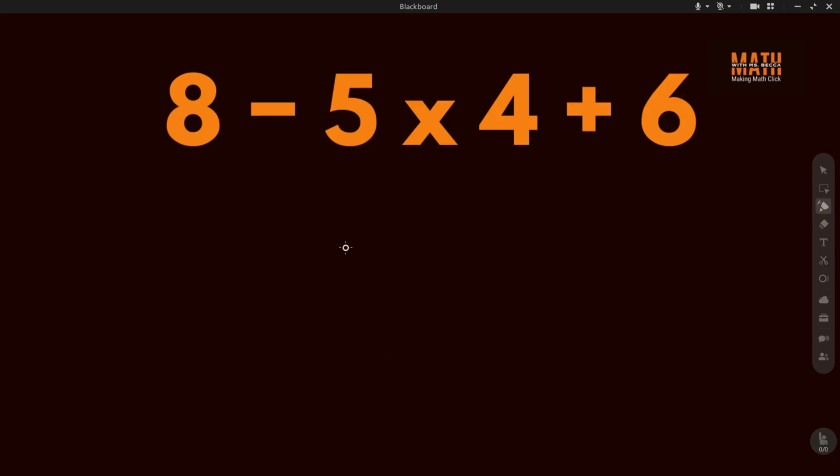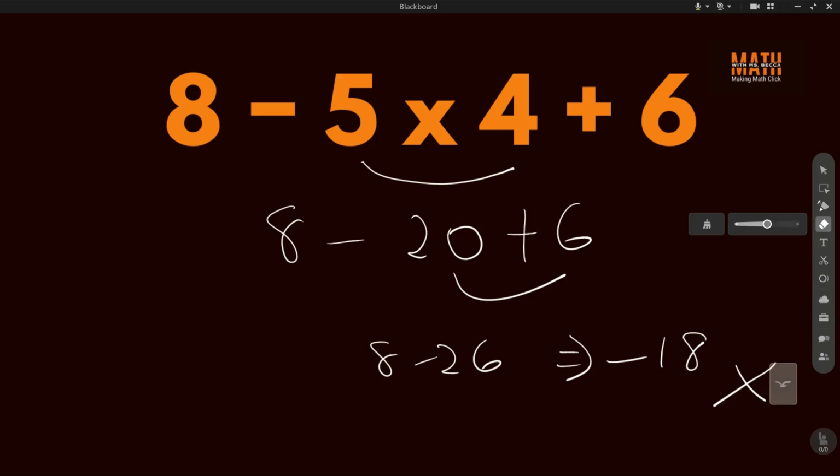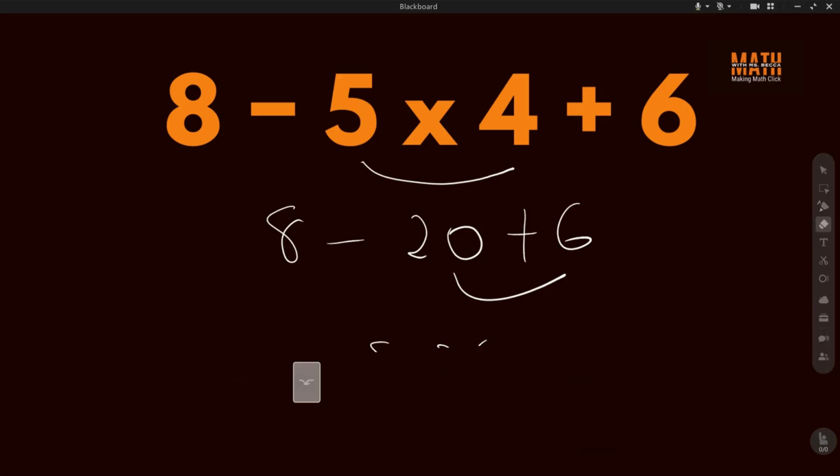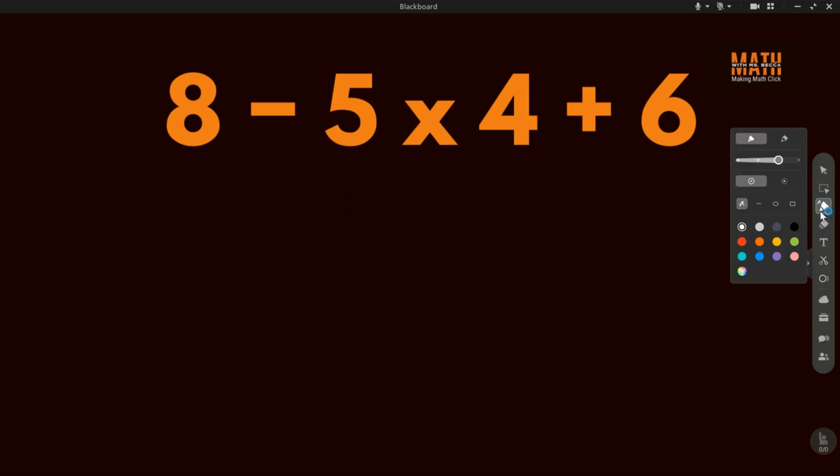The third set of people who get this question wrong, they multiply first, but then they don't consider the left to right approach. So they say 5 times 4 equals 20, then we have 8 minus 20 plus 6. Then they add and they get 8 minus 26. And then when they subtract 8 minus 26, this gives negative 18. This is also wrong because the same way we apply the left to right rule for multiplication and division, we have to apply it to addition and subtraction also. Anyone that appears first is what you solve first.